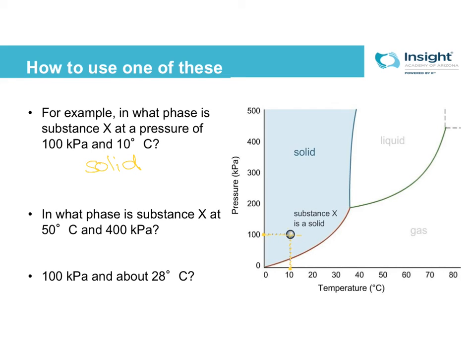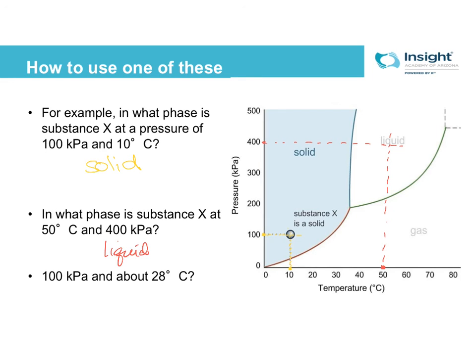How about 50 degrees and 400 kPa? Let's look at that one. Here's 50, here's 400. If I look at where those intersect, it's going to intersect in this liquid quadrant.